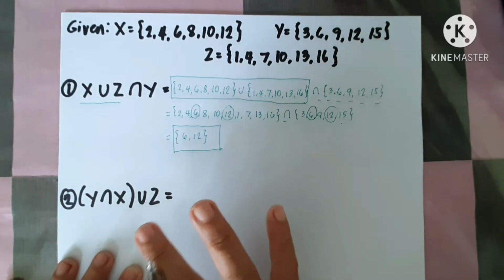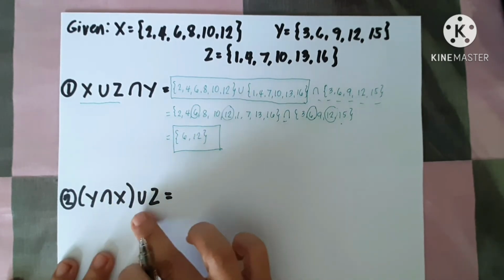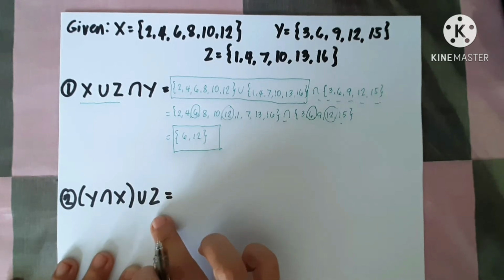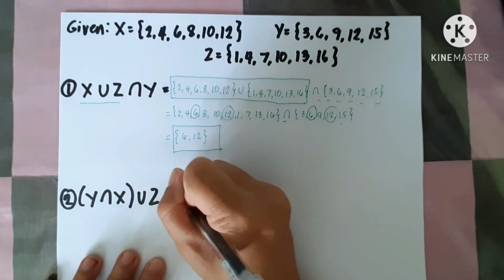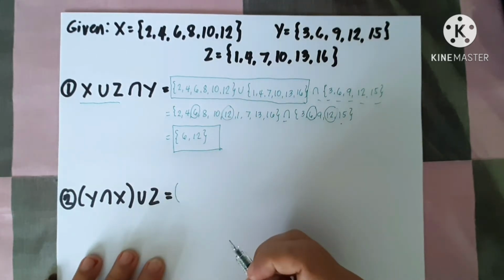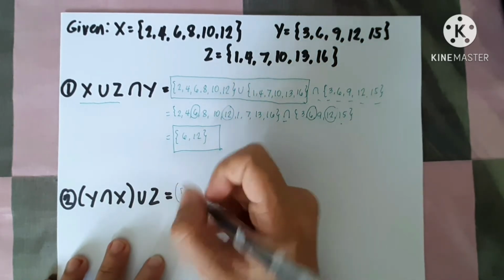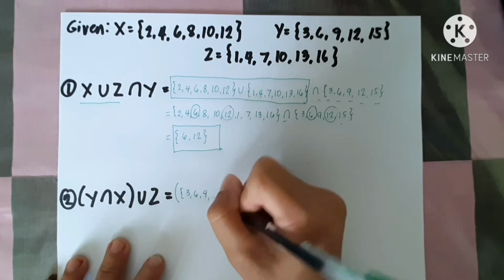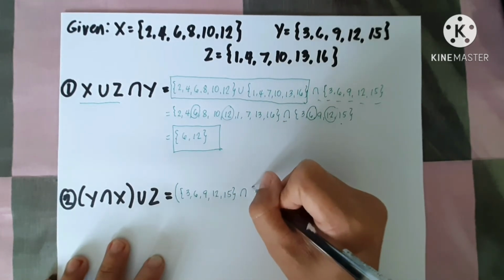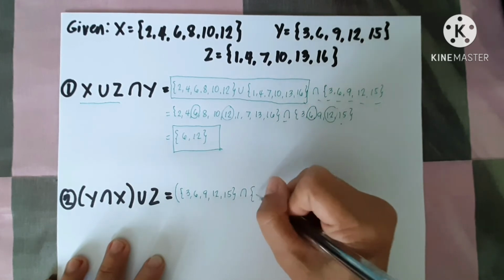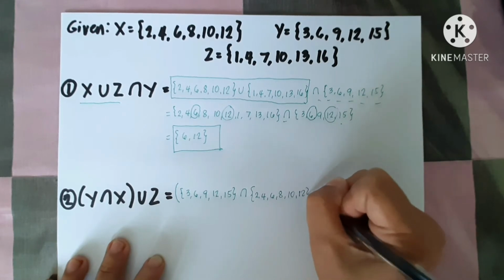Okay? So take note, our plan in solving this is to solve this one first because it is in parentheses, and then we take its union with Z. But then, the same, you have to list first the elements. So what I'm going to do here is just substitute first the sets with the elements. So set Y, the elements are 3, 6, 9, 12, and 15. And this is intersection with set X, which has elements 2, 4, 6, 8, 10, and 12.